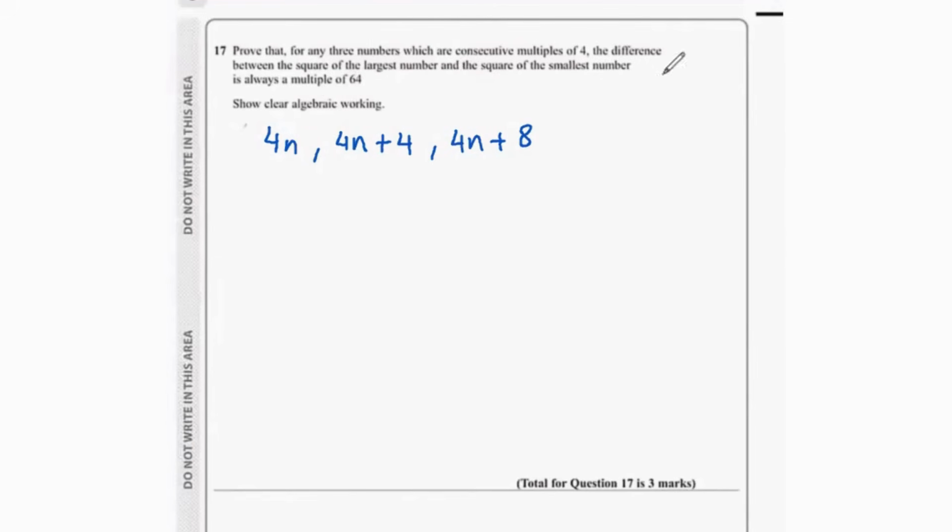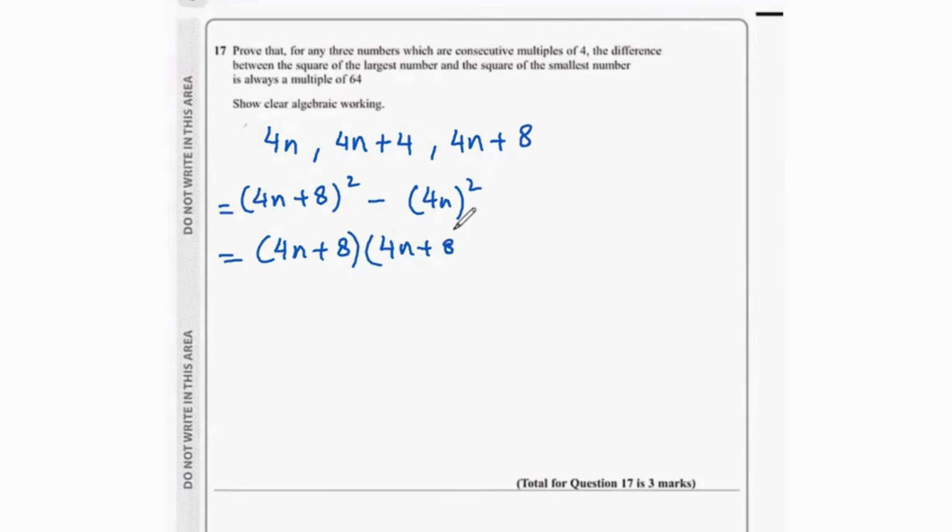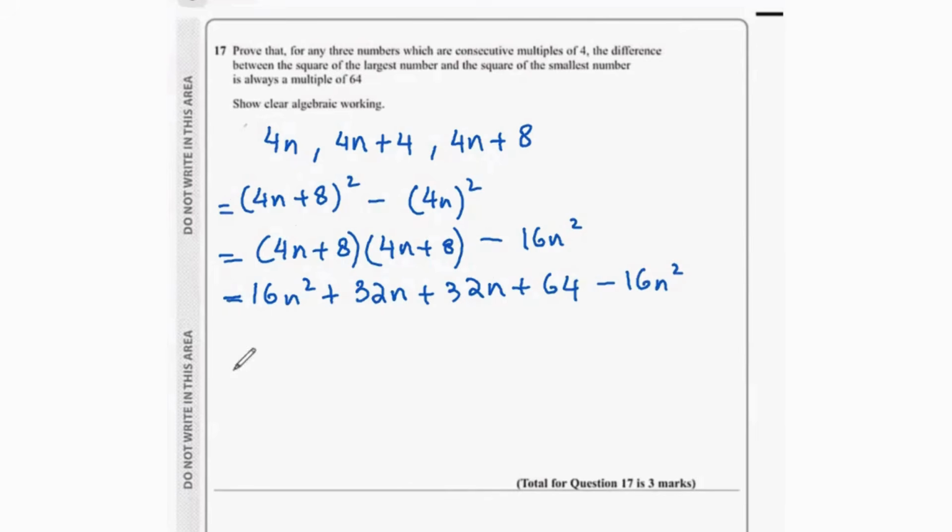The difference between the square of the largest number and the square of the smallest number. So when we solve that, expand the bracket: 4n plus 8 times 4n plus 8, minus 16n squared. 16n squared plus 32n plus 32n plus 64 minus 16n squared. Collect the like terms. 16n squared minus 16n squared is 0. 32n plus 32n is 64n, and then plus 64.